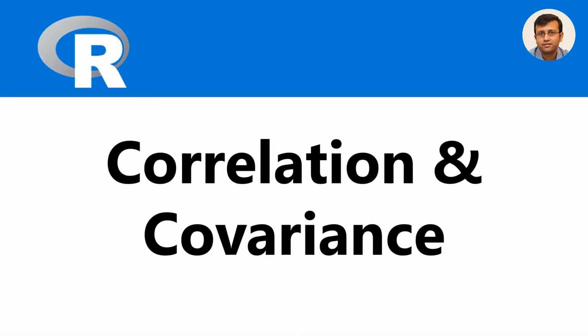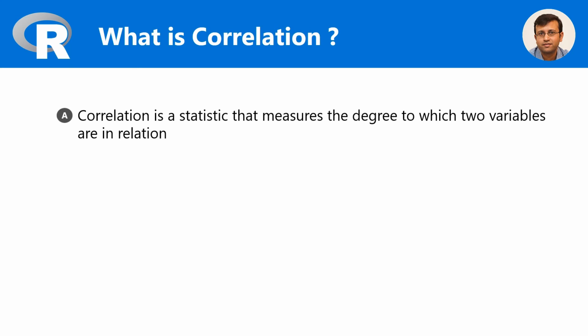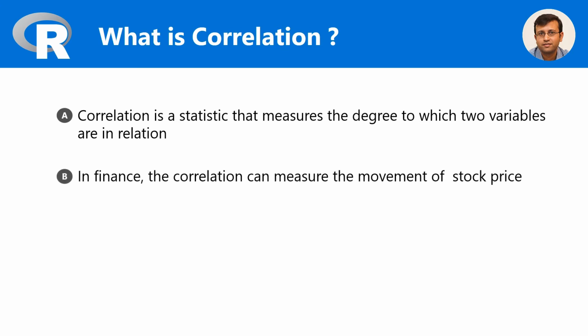In this video, we will talk about correlation and covariance. Correlation in finance and investment industries is a statistic that measures the degree to which two securities or stock prices move in relation to each other. In finance, the correlation can measure the movement of a stock with that of a benchmark. Correlation measures association, but does not tell us which factors affect the correlation among stock prices.